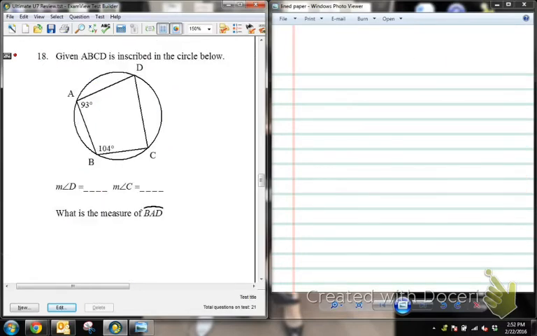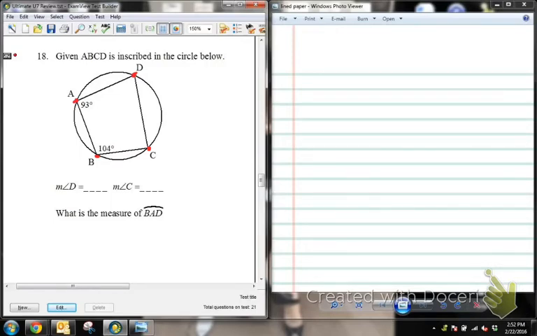Number 18, it says given ABCD is inscribed in the circle below. They want us to find the measure of both of those missing angles in quadrilateral ABCD. And to get those is pretty easy if you remember the quick little theorem that if you have an inscribed quadrilateral, which you do, it's inscribed because these 4 points are on the circle, then the opposite angles are supplementary. So when you look at angle D, opposite from angle D is this 104.